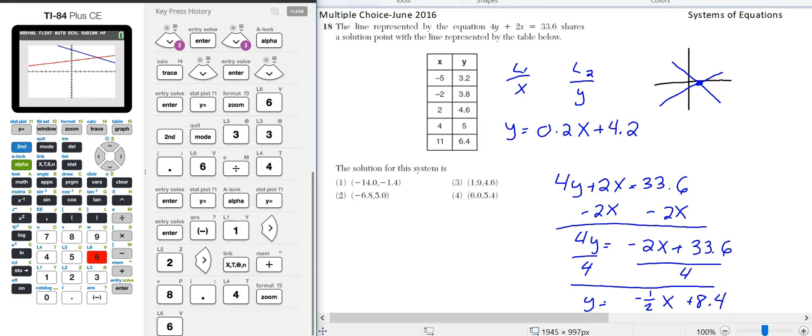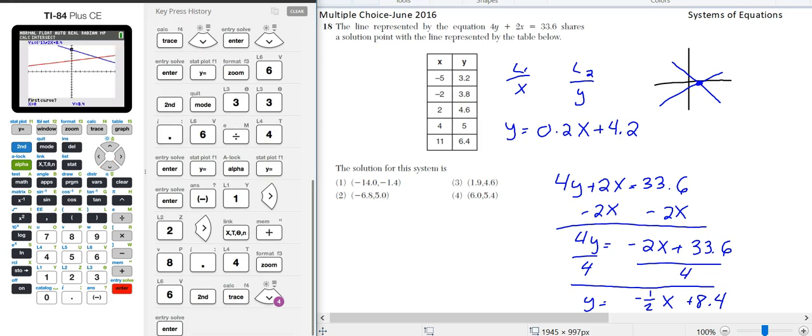To do that, we're going to press second trace to get into the calc menu, and we'll scroll down to 5 for intersect. Enter. Now the calculator wants us to click on the first curve. The first curve is that one, the blue one. Press enter. Now the calculator wants us to click on the second curve, and the cursor is already on the second curve, the red one. Press enter. Now the calculator wants us to guess where we think the intersection is, so we're going to scroll over there and click enter. The calculator tells us that the intersection of these two lines is (6, 5.4), which is choice 4.